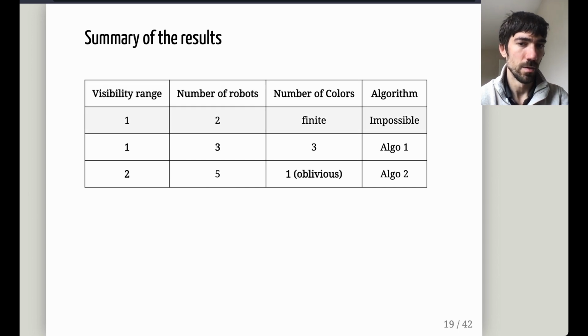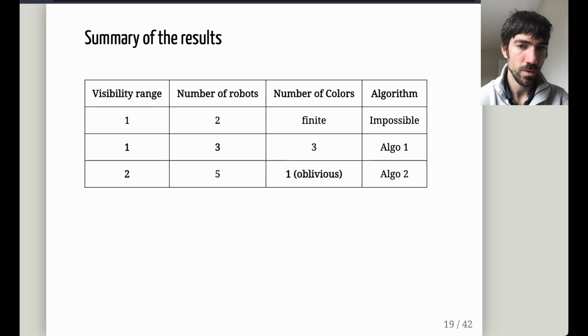So we show that with only 2 robots having visibility range 1, regardless of the number of colors, the problem cannot be solved. And then we provided two algorithms, one which is optimal in terms of visibility range and in terms of the number of robots, because it has the minimum number of robots for the problem to be solvable when the visibility range is 1, so only 3 robots.